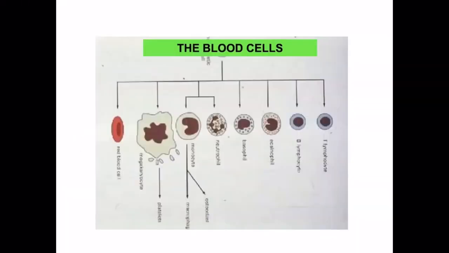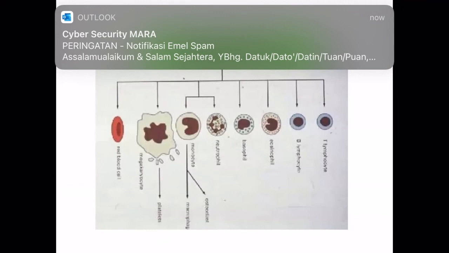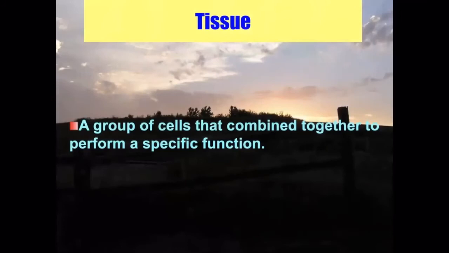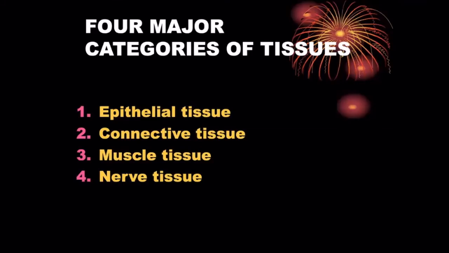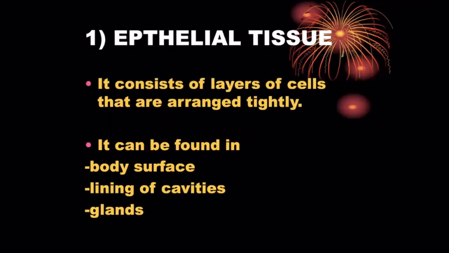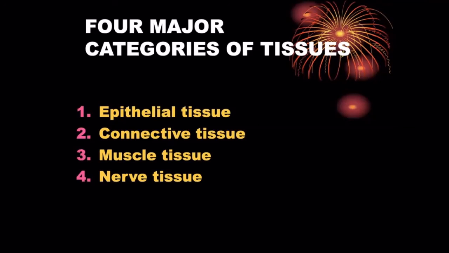Okay, so this is the types of blood. Okay, the next one is tissue. Okay, so there are four types of tissue that you should know. The first one is epithelial tissue. Okay, we go for the first one.